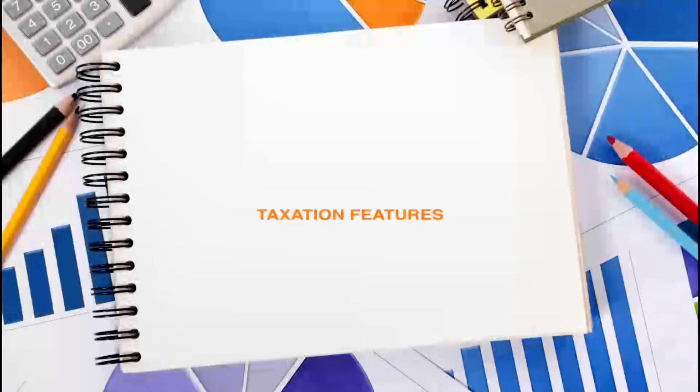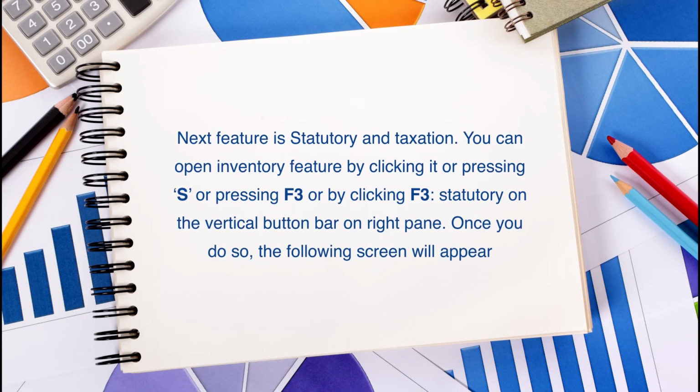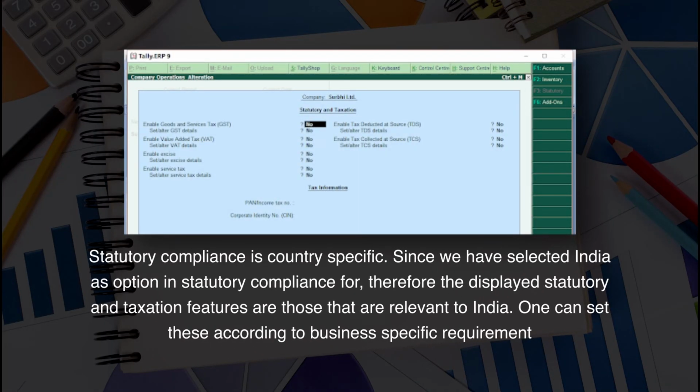Now next feature is statutory and taxation feature. You can open this feature by clicking on it or by pressing S or pressing F3 or by clicking F3 statutory on the vertical button bar on the right pane. Once you do so, the following screen will appear. You should note that this statutory compliance is country specific. Since we are in India, so this option will be used and therefore all the statutory and taxation features related to India are displayed. One can set this according to the business specific requirement.